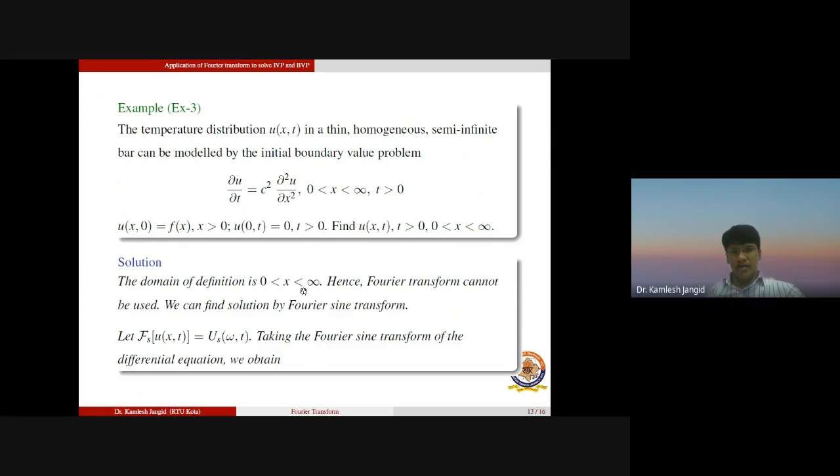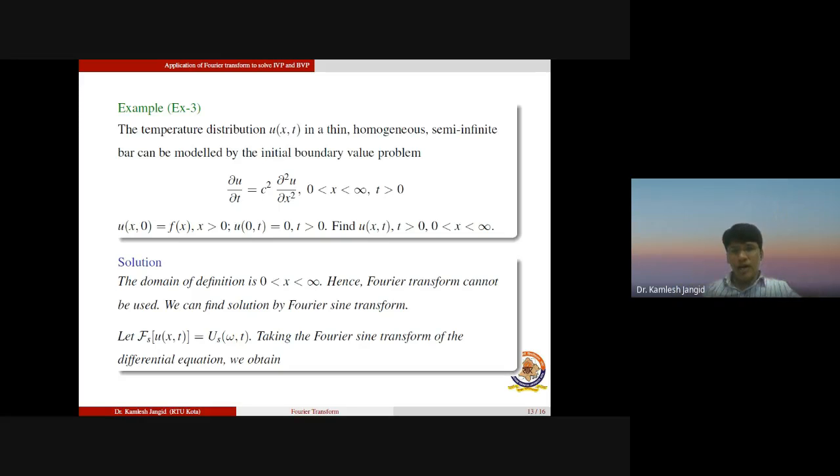It means a semi-infinite domain. So here we use Fourier sine or Fourier cosine transformation. We cannot use the Fourier transform here, because the Fourier transformation is applicable over the infinite plane, since the limits of integration are from minus infinity to plus infinity. But here the domain is 0 to infinity, so we cannot use the Fourier transformation. So we have two options: either the Fourier sine transformation or the Fourier cosine transformation.